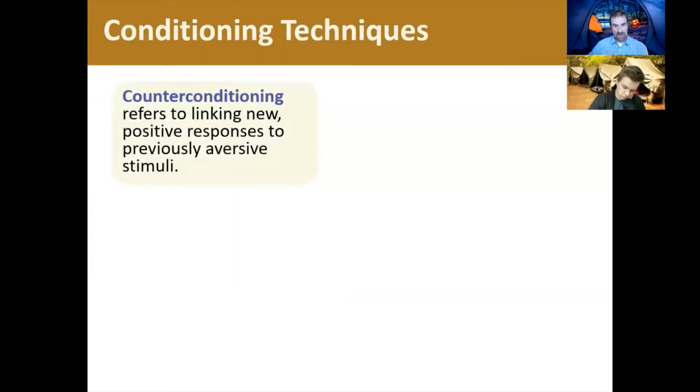And so one of the ways that this happens is through conditioning techniques. And conditioning techniques are still about associative learning. It goes back towards that operant classical conditioning. What we see is that we can start to go through counter conditioning. So counter conditioning refers to linking new positive responses to previously aversive stimuli. So counter conditioning refers to linking new positive responses to stimuli that were previously ones that caused anxiety, caused stress, things that you were trying to avoid.